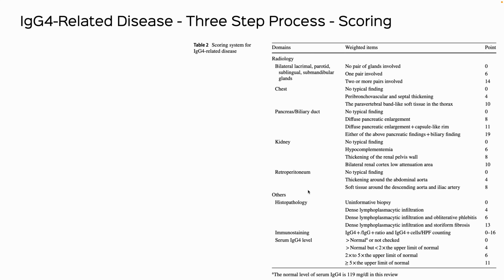The third step then is to score. So if you think there is IgG4 disease and no exclusion criteria are met, then you try and score, and you need a score of above 20 to make the diagnosis, and all of that is listed out here.